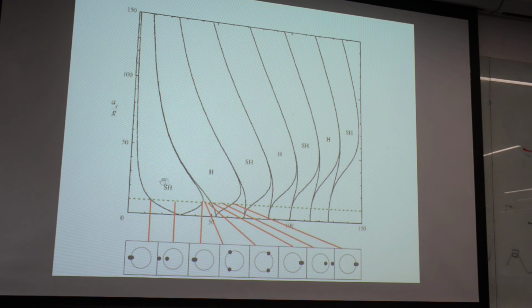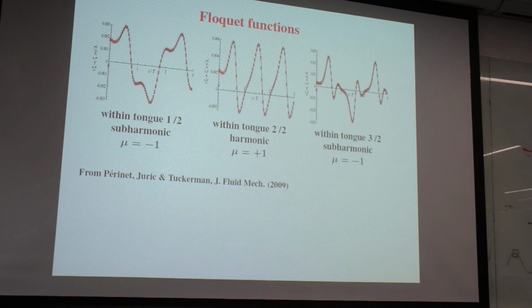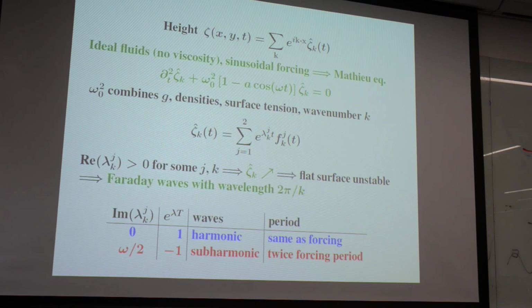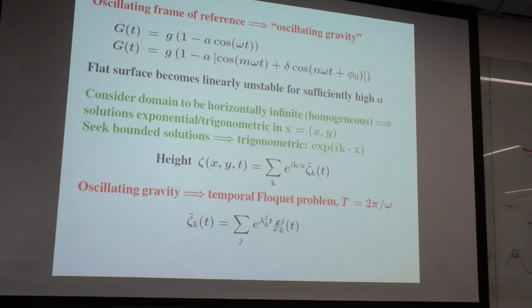Okay. So this is the solution to Mathieu's equation, and it was found in 1954 by Benjamin and Ursell, that the inviscid Faraday problem mapped exactly to the Mathieu equation. And the Floquet functions, one rarely looks at them, but the Floquet functions, remember, they're here, and there's going to be one for every k and for every j.